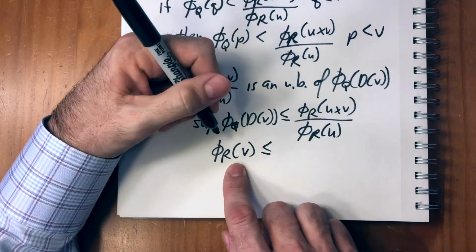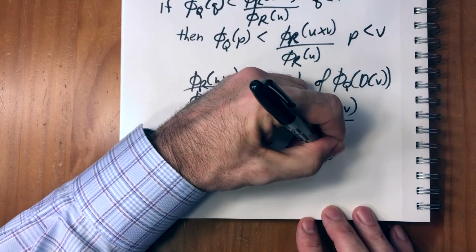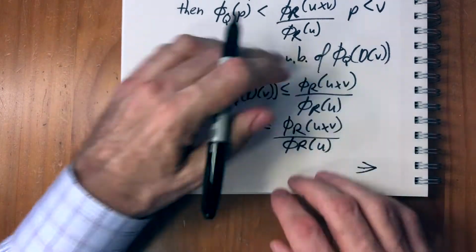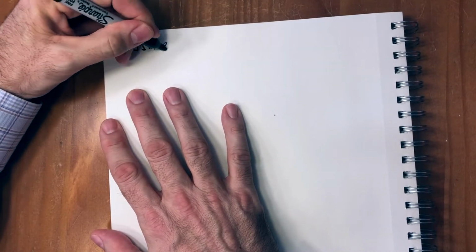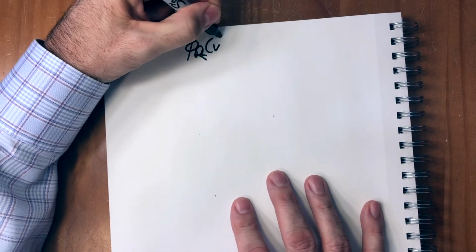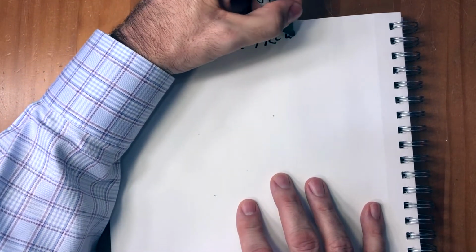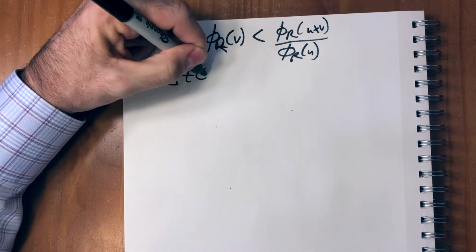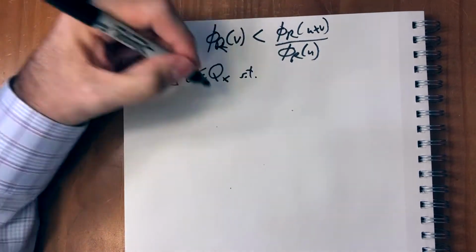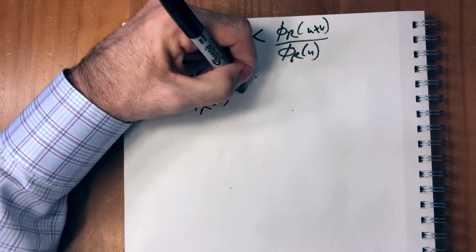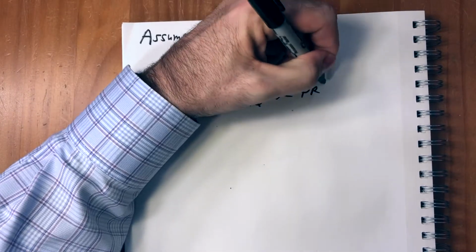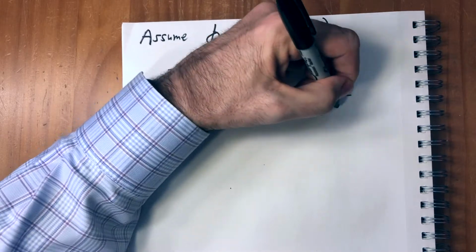So we have that φ_R of V is less than or equal to φ_R of U times V over φ_R of U. So we have to assume the opposite. Start on the next page. Assume φ_R of V is less than φ_R of U times V over φ_R of U. So there must exist a T element of the rationals such that φ_R of V is less than φ_Q of T is less than φ_R of U times V over φ_R of U.